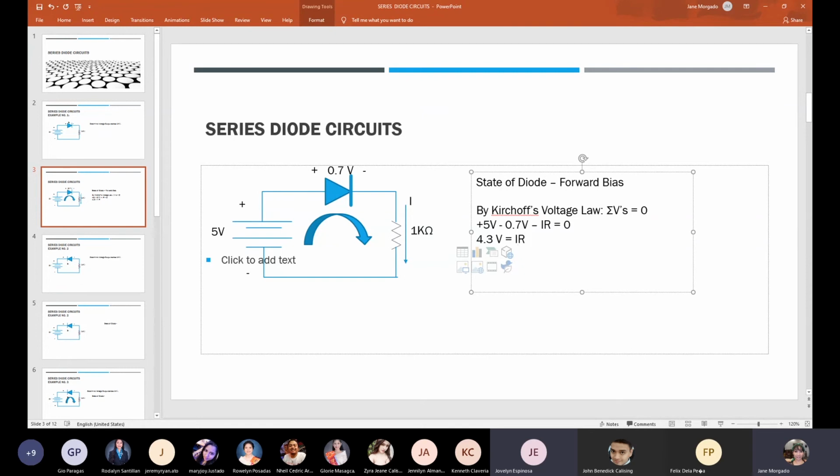Okay, so ilipat lang natin yung minus IR to the other side such that it becomes equal to positive IR. Okay, and then transpose natin yung R so we can have the value of I. And so it becomes 4.3 volts divided by R is equal to I. So we already have the value of R. Meron tayong value ng R, diba? So it's actually 1K. Tama? 1 kilo ohm. Yan. What is the current? 4.3 divided by 1 kilo ohm is equal to?